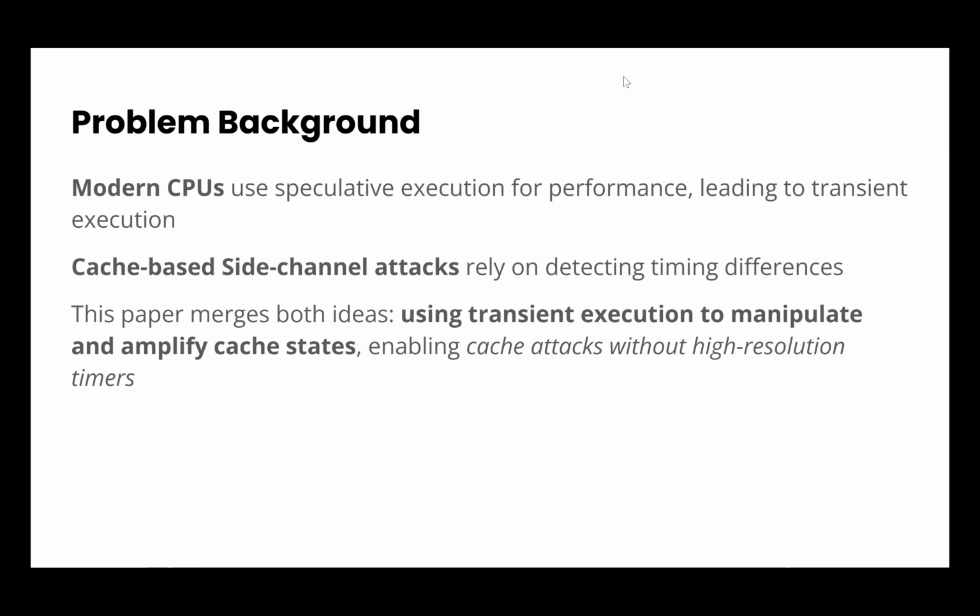So moving on to the problem background, to understand the context of this problem, we need to look at two key concepts, which are cache-based side channels and transient execution. First, cache attacks like Flush+Reload or Prime+Probe exploit the fact that accessing data from the cache is significantly faster than accessing it from memory. By observing these timing differences, an attacker can infer what data a victim process accessed. However, the accuracy of these attacks heavily depends on the availability of precise timing measurements.